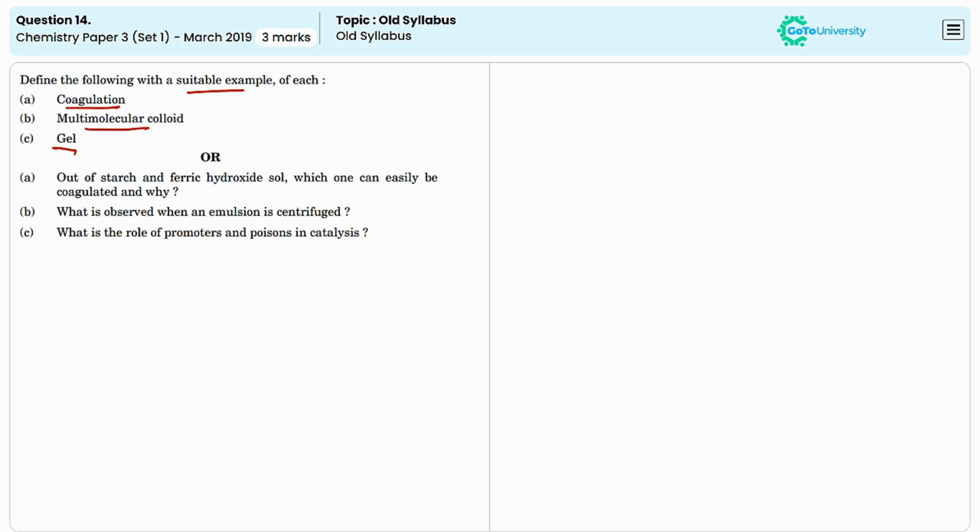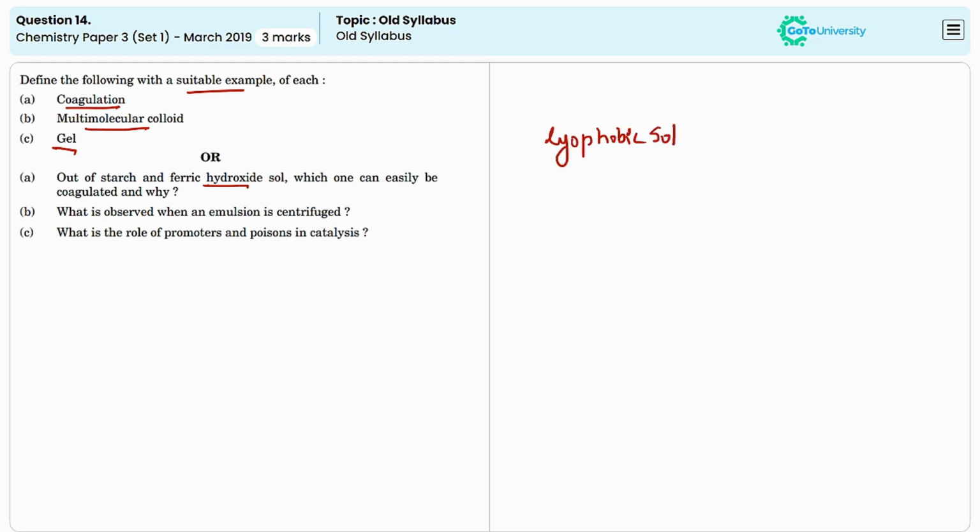Now let's come to the OR question. Here it is given: out of starch and ferric hydroxide sol, which one can easily be coagulated and why? The one which can be easily coagulated is ferric hydroxide because it is a lyophobic sol.